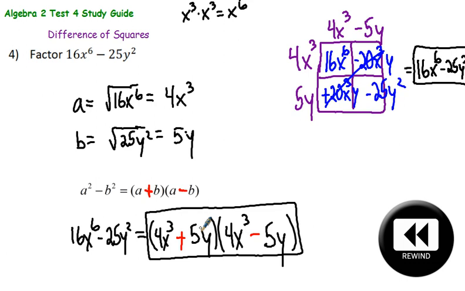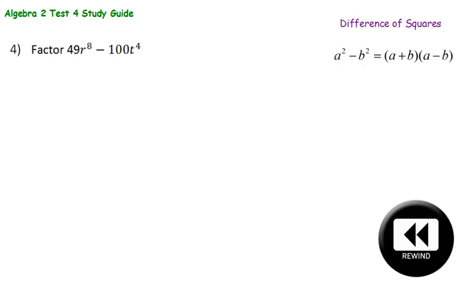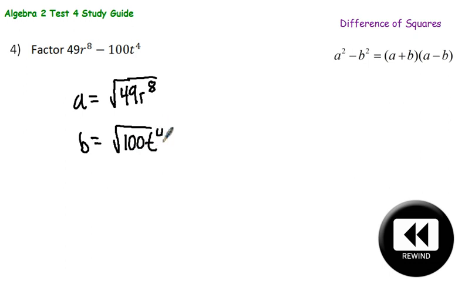All right, so let's pause here and try number 4 in the middle. All right, so you should have number 4 in the middle complete at this point. So let's see what you got. Now, I'm not going to multiply it out. That was just on the first one. So I'm going to show you kind of how I want you to set this up on the study guide and how to do it on the test. Just take the square root of the first term, 49r to the 8th. Take the square root of the second term, which would be 100t to the 4th.